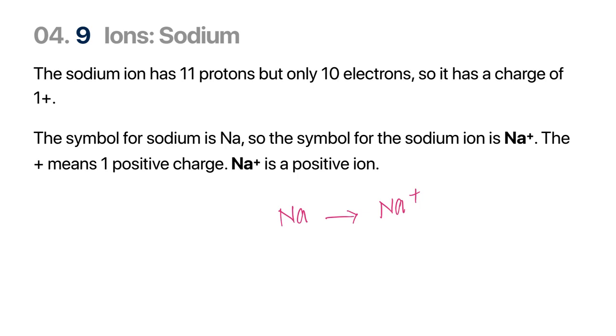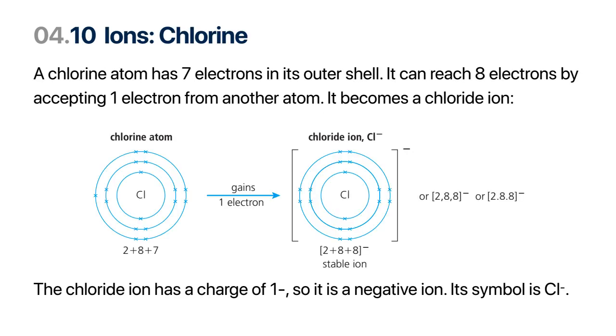Okay, let's move on. Chlorine has the exact opposite of the same problem sodium has. Sodium and chlorine both don't have 8 electrons in their outer shell, but chlorine has up to 7 electrons in its outer shell, and what it can do is just gain 1 electron, and it's done.